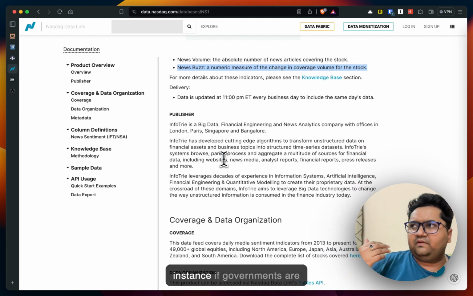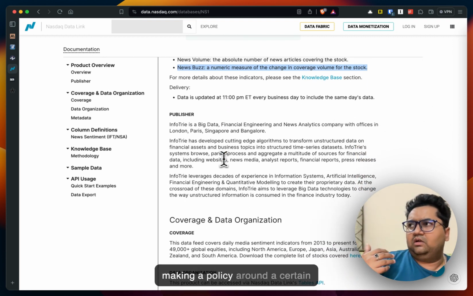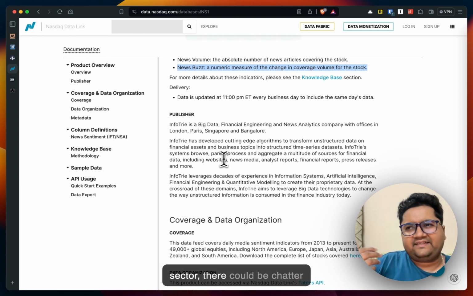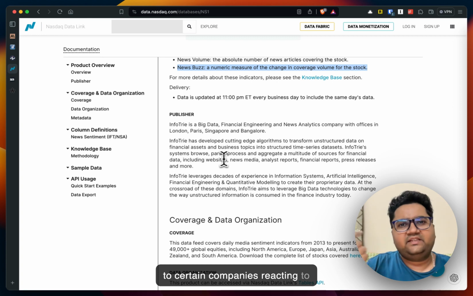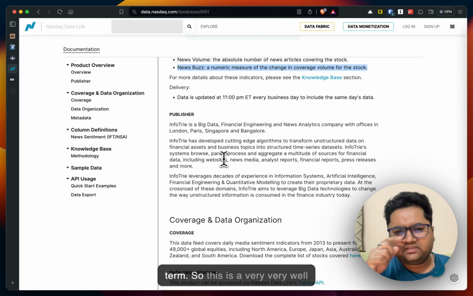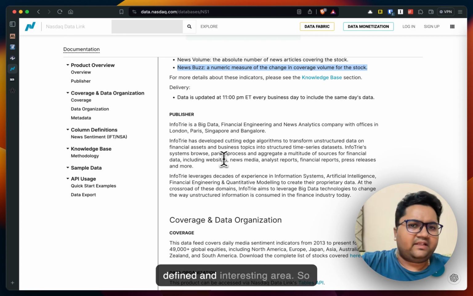For instance, if governments are making a policy around a certain sector, there could be chatter around it, and it could translate to certain companies reacting to it. So you could study that long term. This is a very, very well defined and interesting area.